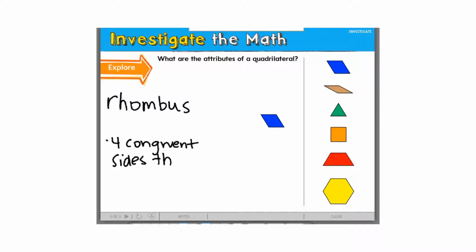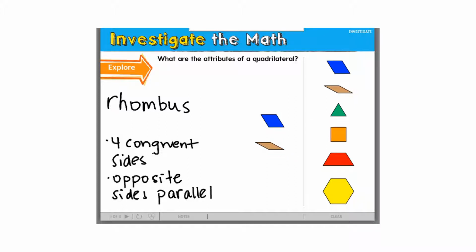Four congruent sides. Let me write this a little bit differently. 4 congruent sides, opposites are parallel. So this one right here is a rhombus too. The only difference is that the lines are more slanted, right? The angle measures are different.